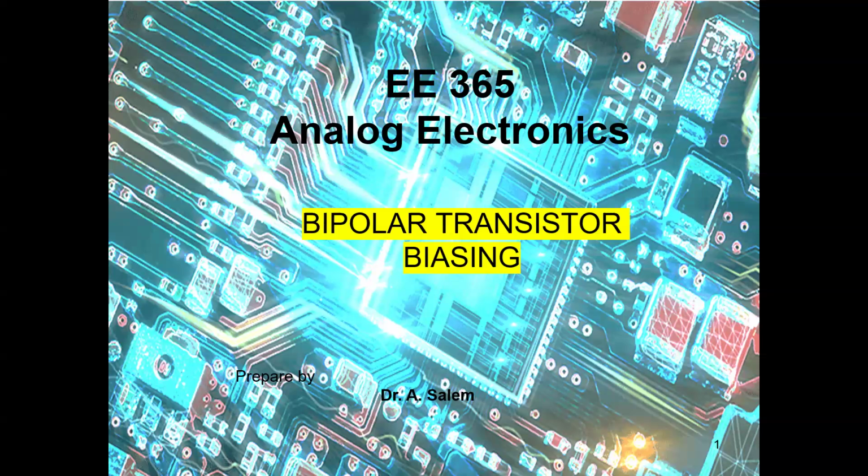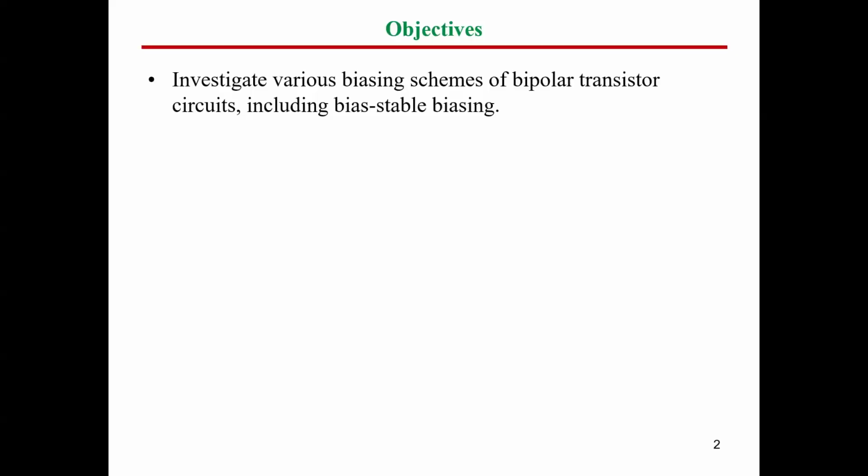Today, we are going to discuss something more in depth about the biasing of the bipolar junction transistor. So the objective is to investigate the various biasing schemes of bipolar junction transistor circuit, including bias stable biasing. So what is the meaning of bias stable and what is the meaning of stability in general? So we will discuss the meaning of stability of a BJT today.